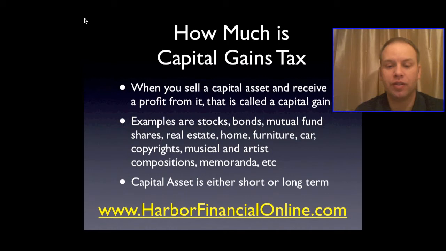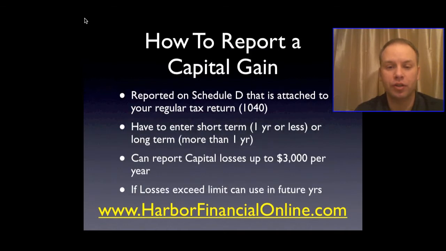A capital asset is either short-term or long-term. Short-term would be 1 year or less. Long-term is going to be more than 1 year. These items will be reported on Schedule D, and Schedule D is attached to your regular tax form, your 1040. I'm going to take you to the Schedule D and show you the form and explain it to you for filling it out and reporting these capital gains or capital losses.